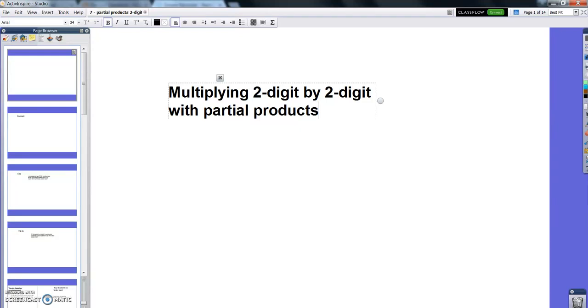Good evening, fourth graders. We're going to continue with multiplying strategies today. I've already showed you the partial products multiplication strategy. But today, I'm going to show you how to multiply two-digit numbers by two-digit numbers with the partial product strategy instead of four-digit numbers by one-digit numbers. So go ahead and write this title down on your next free page.